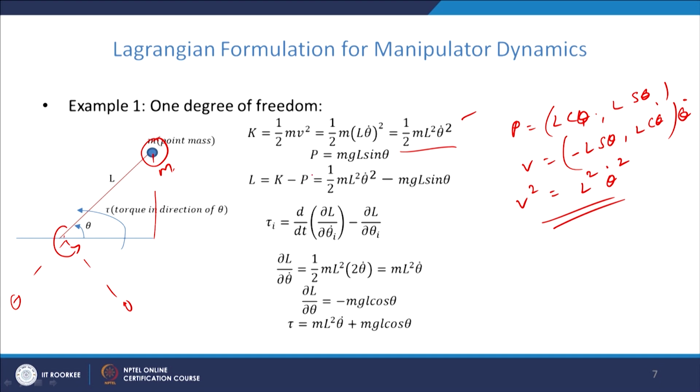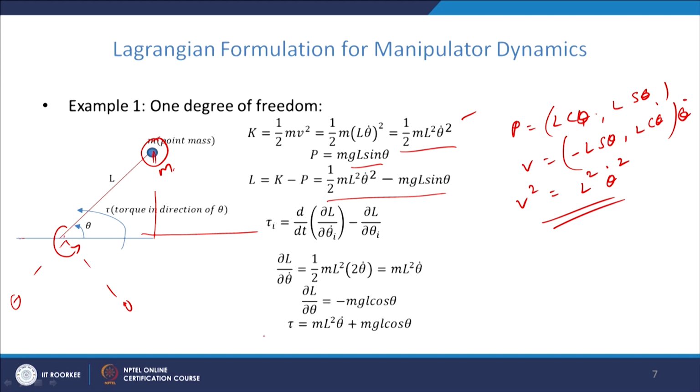The potential energy is mass into gravity into the height. So, we are assuming that the x axis is the line of 0 potential, and the height from that line is L sin theta. So, mgh gives the potential energy. So, the Lagrangian L is K minus P, which is given by this one.